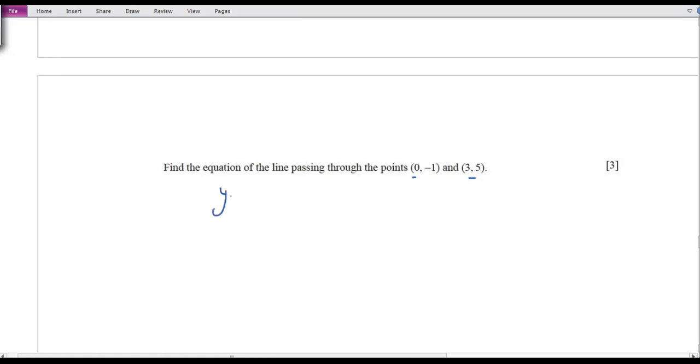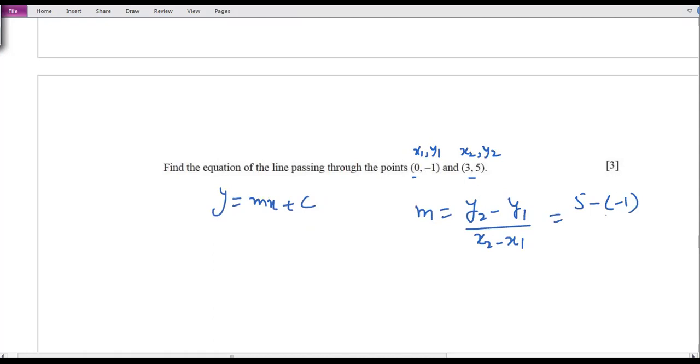We have to find the equation of a line and 2 points are given. So first, let's say y is equal to mx plus c is the equation of the line. First, find m. The formula for m is y2 minus y1 over x2 minus x1. Now this is x1, y1 and this is x2, y2. What is y2? 5 minus y1, which is minus 1, over x2, which is 3, minus x1, which is 0. So it will become 5 plus 1 over 3. 6 over 3 is 2. So the value of m is 2.